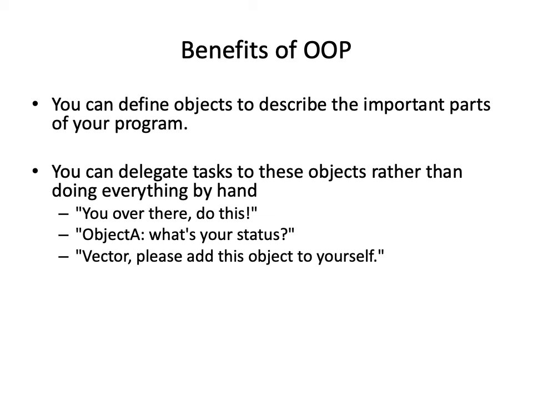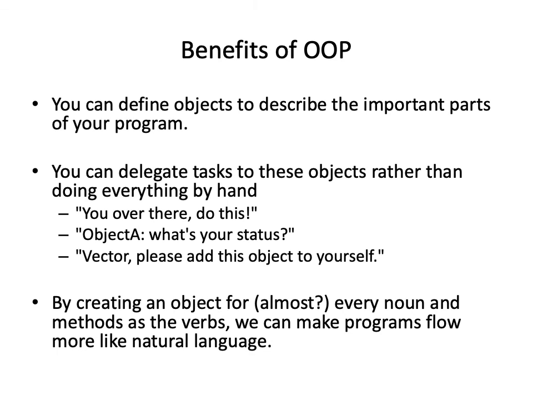So not only can you store data in an object, you can also tell objects to do different things. So you over there, do this thing. Object A, what's your status? It's like when you ask an fstream or an ifstream, are you good? Did you open the file correctly? There was that dot operator. That dot operator is asking a question or sending a message to the object before the dot. So, vector, please add this object to yourself. If we had a vector of doubles called myvec, we would do myvec.push_back. push_back is a method, a message that you're sending to that vector.